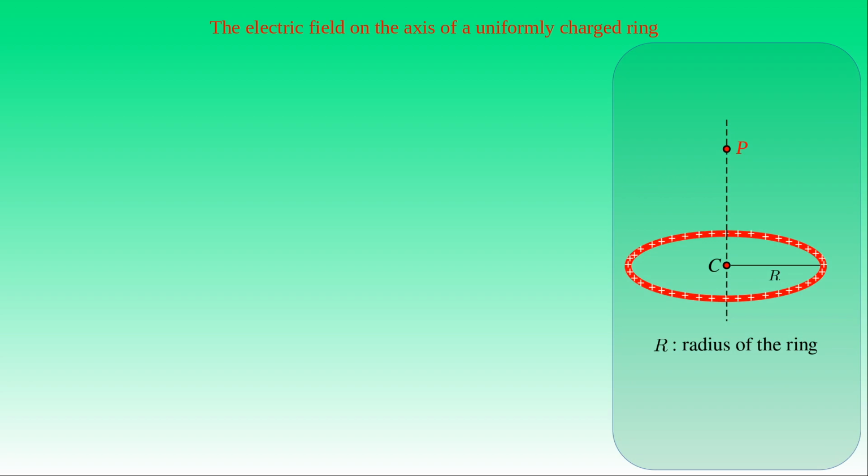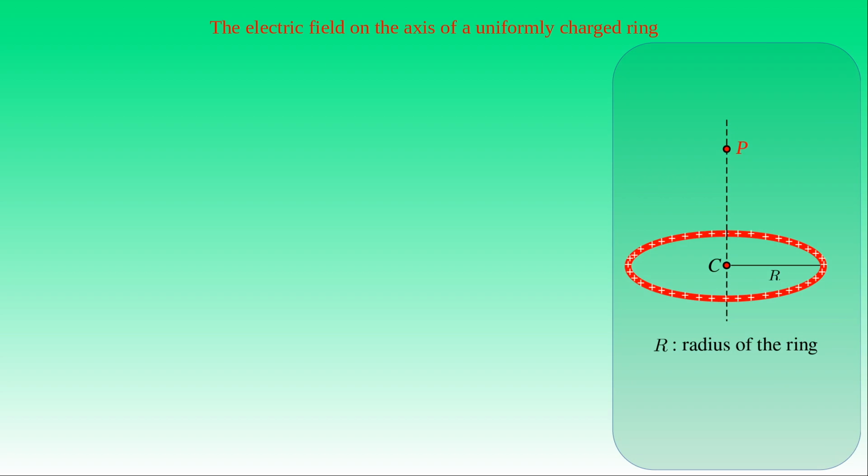The next example is rather similar to the previous one, where we determine the electric field created by a uniformly charged thin ring on its axis. We suppose that the thickness of the ring is much smaller than its radius and approximate the ring with a circle, along which the charge is uniformly distributed. The figure shows a positively charged circle with the radius R and the point P on its axis where we want to determine the electric field strength.